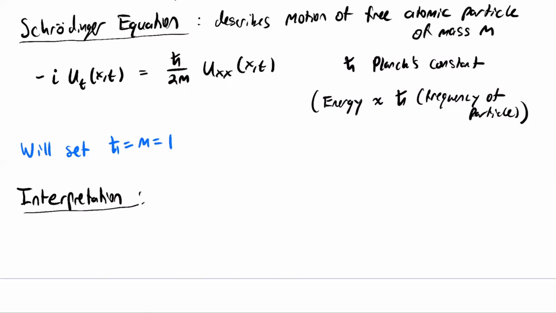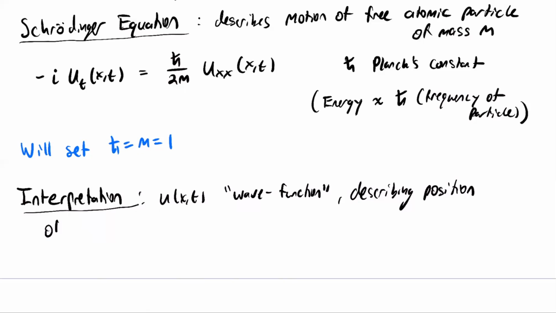Right, so the solution u of x,t is usually referred to as a wave function. Even though it's supposed to be describing the motion of a particle, we have this wave-particle duality in quantum mechanics, and so this is kind of like describing the position of the wave. So this is describing the position of a quantum particle at time t.